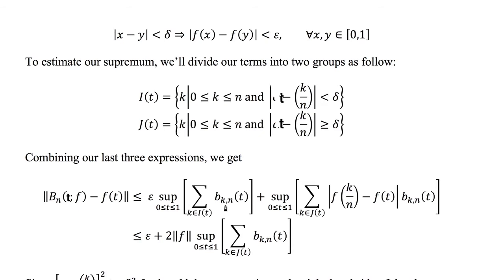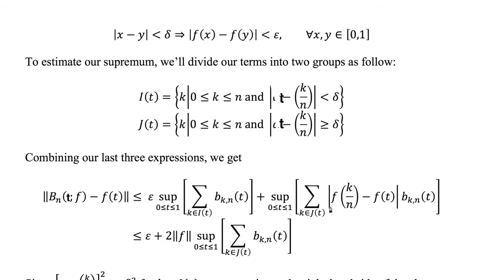We know that the Bernstein basis polynomials are non-negative. Therefore, we can make it even bigger by adding all the Bernstein basis polynomials from 0 to n. And this gives rise to a factor of 1. Therefore, we're left with the term epsilon here.